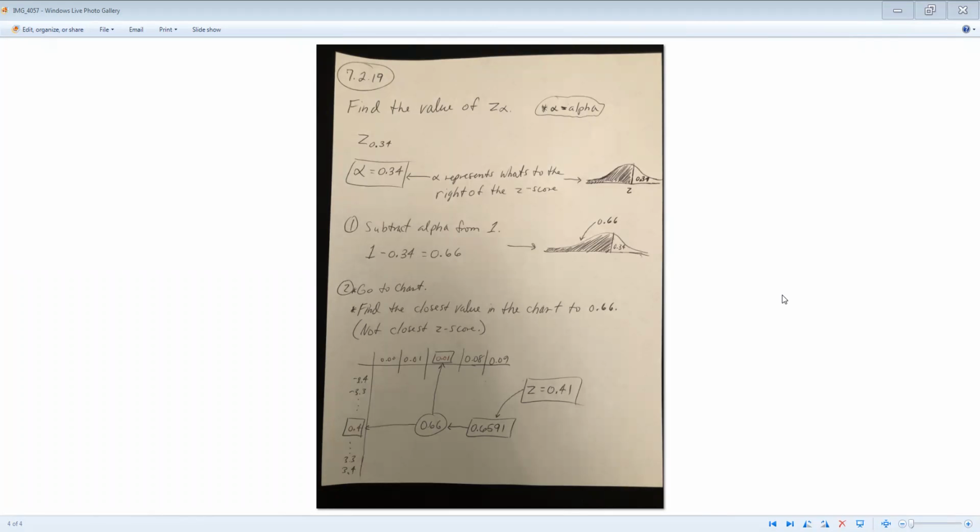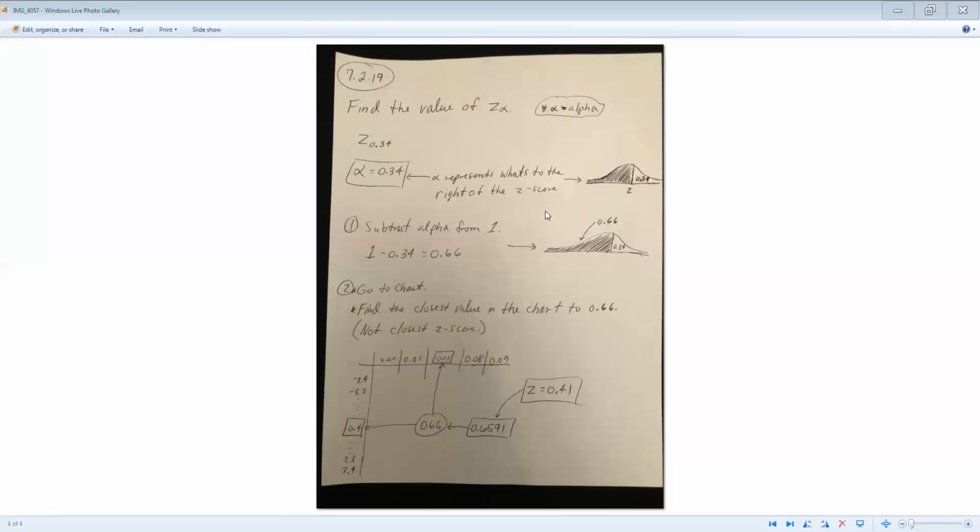All right, so this video is just on a few questions that someone asked about some problems that were assigned. So this first one, find the value of Z alpha. That's the Greek letter alpha. So here we have Z of 0.34. So 0.34 is our alpha. Alpha represents what's to the right of the Z-score. So that 0.34 is to the right of my Z-score, so what's to the left is unknown.